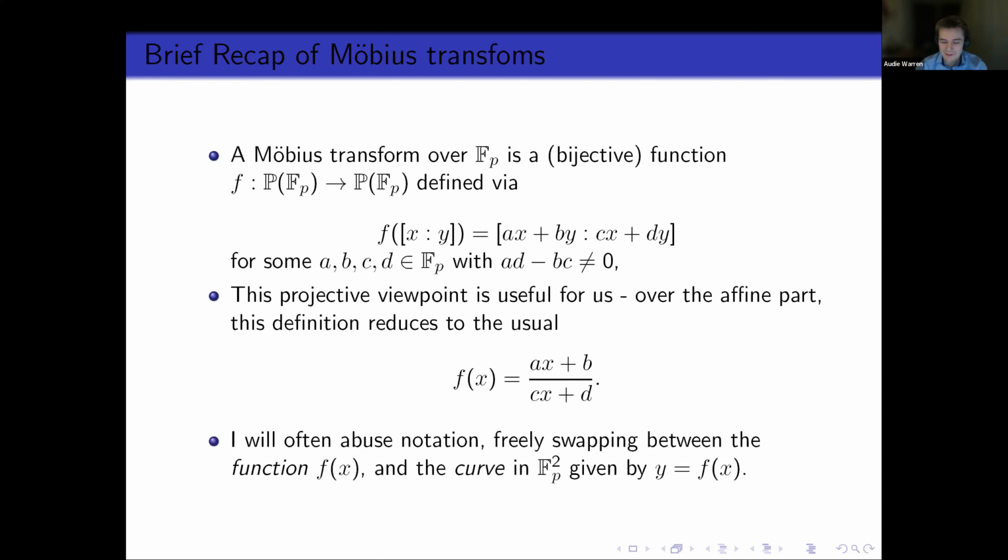Now, something very important is I will very often swap between the notion of a Möbius transformation as a function, i.e. f of x going from the projective space to the projective space, and I will sort of conflate that with the curve in FP2 given by y equals f of x. So sometimes I might mean one of them, sometimes I might mean the other one.